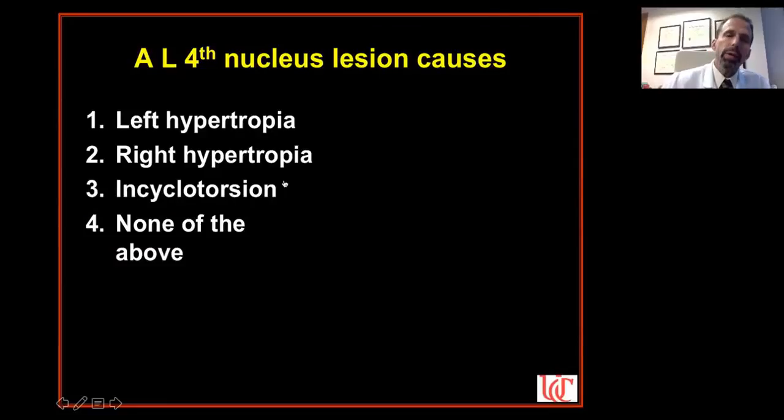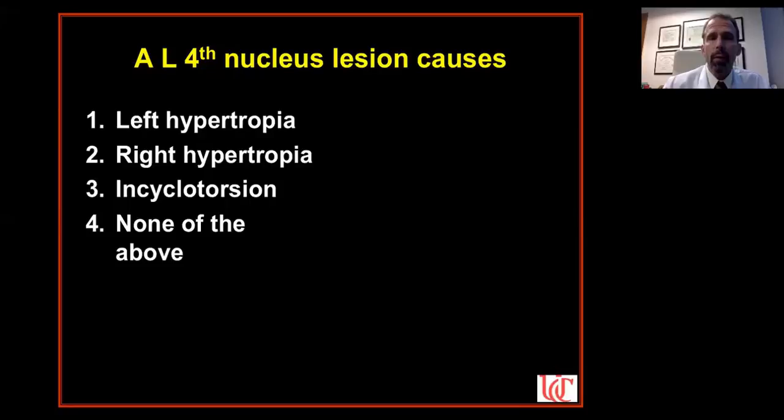Oh, okay, so here's a good question. This is a polling question, and we'll see if it's a little bit tougher. If you know your anatomy, a left fourth nerve nucleus lesion causes which of the following? So I laser your left fourth nerve nucleus, or you have a small lacunar infarct, or an MS plaque. Does that cause a left hypertropia, a right hypertropia, encyclotorsion, or none of the above?